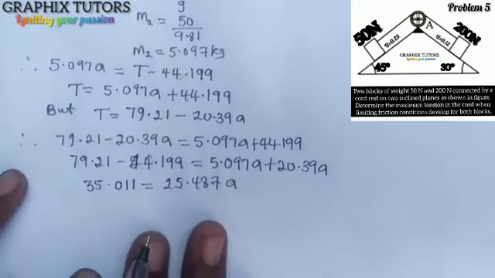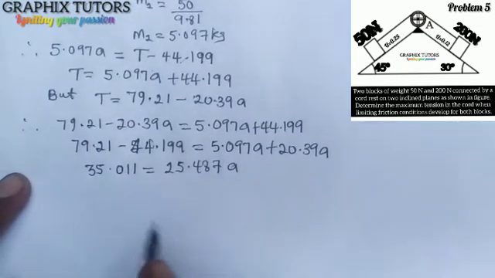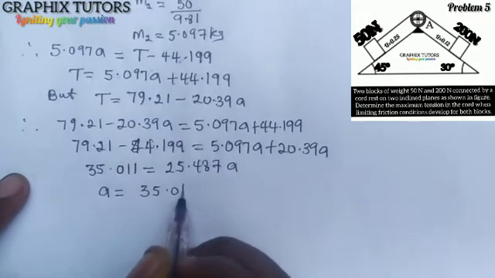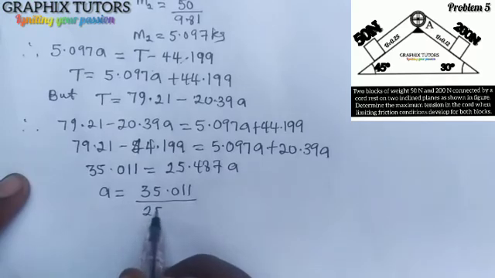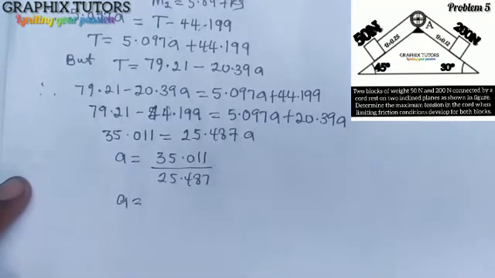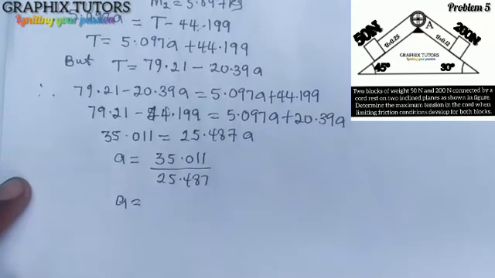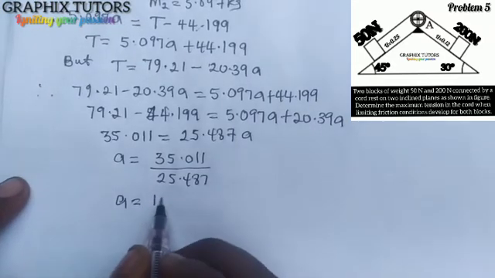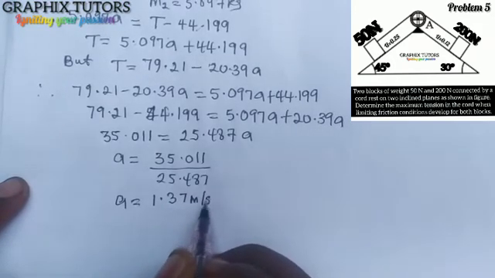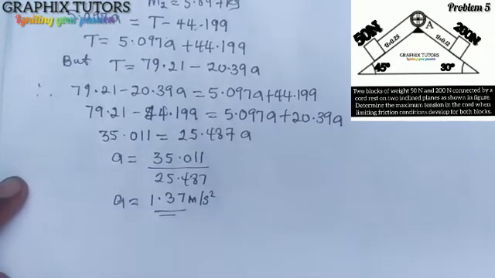If I divide both sides by 25.487, it means that a will be giving us 35.011 all over 25.487. So my a here now gives me 35.011 divided by 25.487, that gives me 1.37 meter per second square. That is the acceleration, right?